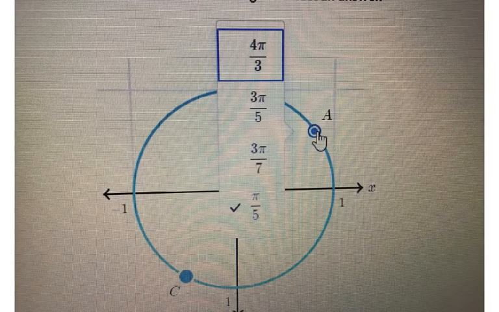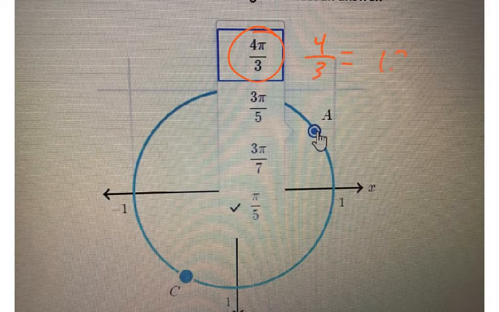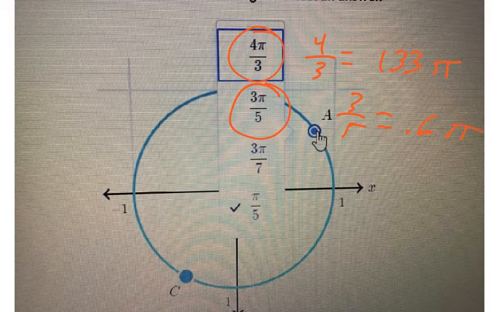Okay? So, if you look at your choices, guys, this one can't be right because if you do 4 divided by 3, guys, that's 1.33 pi. That's bigger than pi over 2. Remember, pi over 2 is half of a pi. Alright? Now, this right here, 3/5, if you do 3 divided by 5, is 0.6 pi's. So, again, that's bigger than pi over 2, which is 0.5 pi.